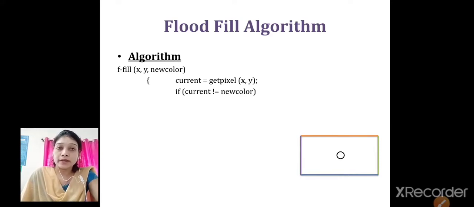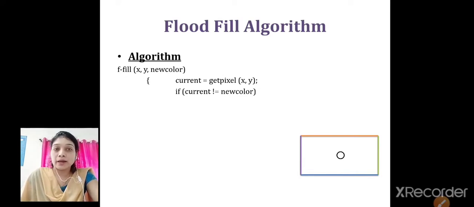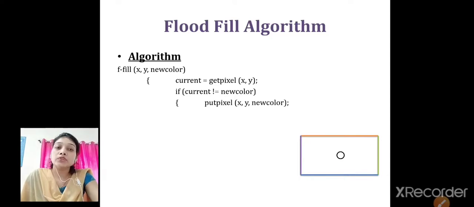So whether my current pixel is having the new color: if my current is not equal to the new color, then I have to change the color of that pixel x comma y with that new color. So you can see here, if this color is my new color, then I am changing the pixel with that color. That pixel is going to be changed with that new color, whatever I want that polygon to be filled with.